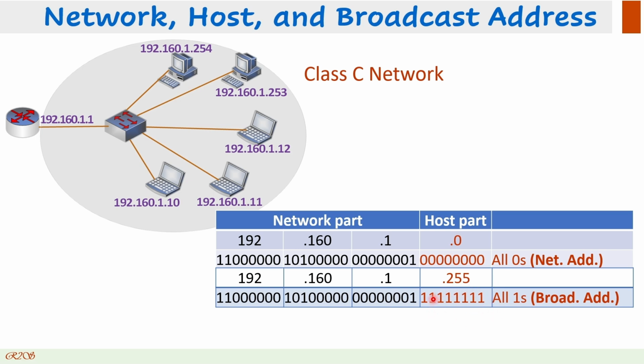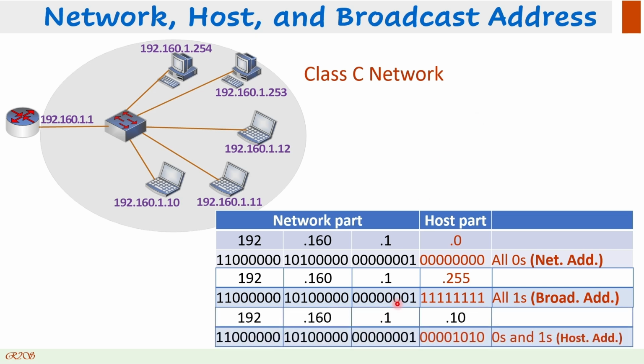When the host part is all 1s, that is the broadcast address, and when the host part is all 0s, that is called the network address. And if the host part is anything other than these two, meaning a combination of 1s and 0s, that is a specific IP address for one of the devices. Make sense, right? So now we know how we can analyze what part is the network address, broadcast address, and the IP address of a specific host.